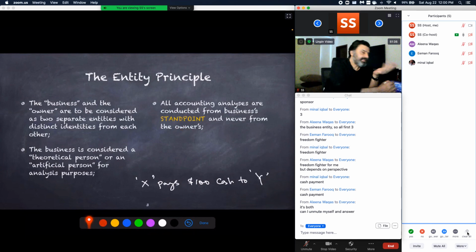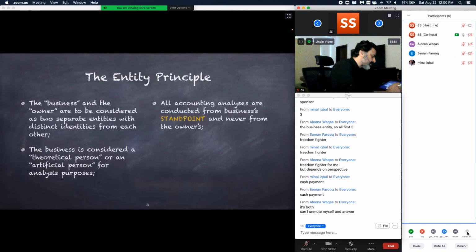So we understand the third point here. It's very important that you understand the third point with clarity, because this is going to play a very big role later on. So please give me a green check on the participants window if you understand this part so far. Minal, thank you. Alina already understands it.